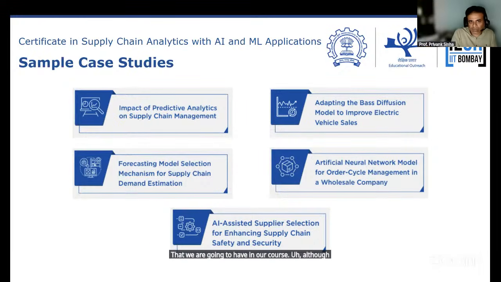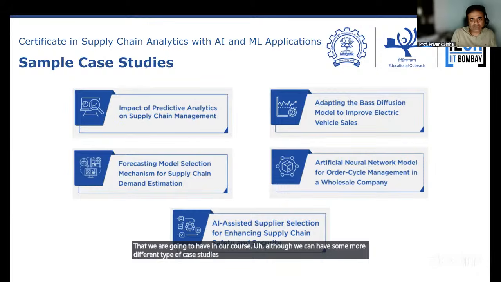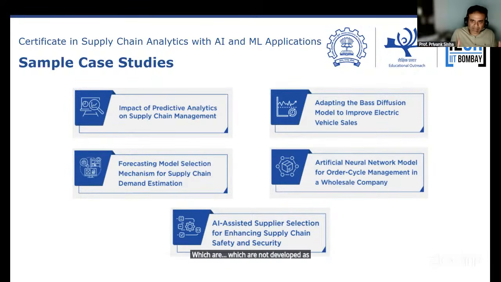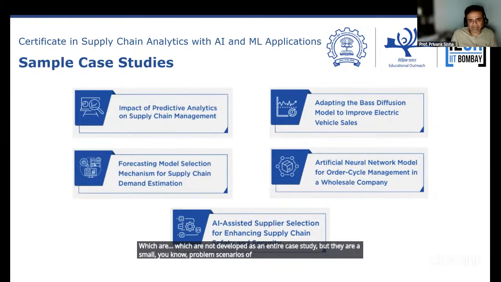Although we can have some more different types of case studies, and we can also have some caselets, which are not developed as an entire case study, but are small problem scenarios of interest, which represent some of the practical happenings in the real world.